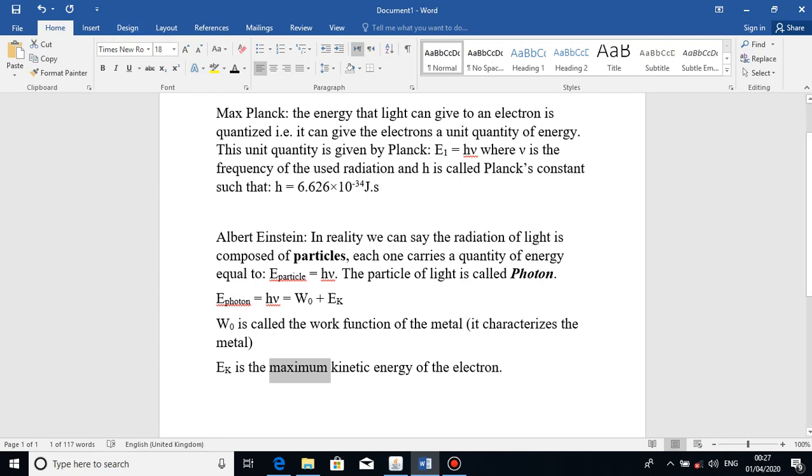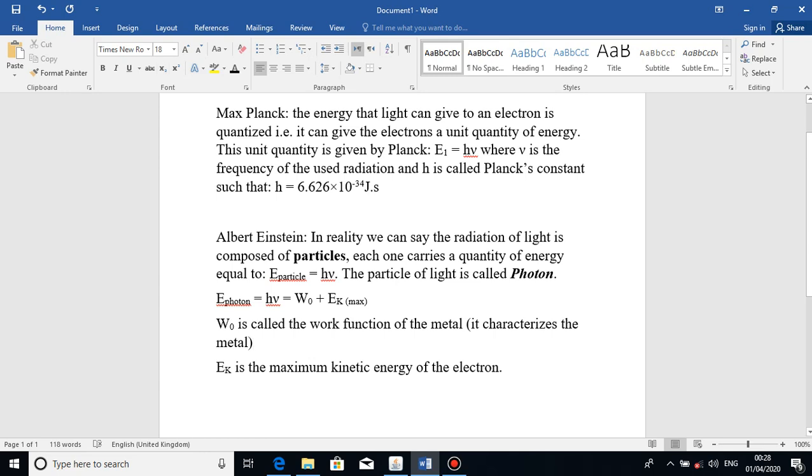When radiations fall on the surface of metal, not all electrons are extracted with the same kinetic energy. The surface electrons will be extracted with maximum kinetic energy. The electrons below will be extracted with less kinetic energy. So this formula helps us to calculate the maximum kinetic energy, or the kinetic energy of the fastest electrons.